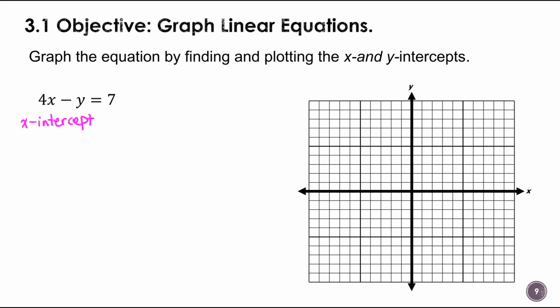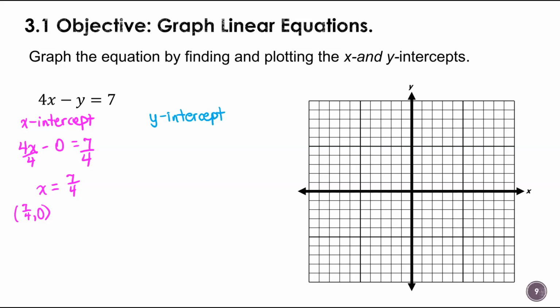So to find the X intercept, because all of the ordered pairs on the x-axis are a number, comma, 0, then I'm going to put 0 in for y, okay? So I'm going to say 4 times x minus 0 equals 7, and then I divide both sides by 4, and I get that x equals 7/4. So my ordered pair is 7/4, 0. Let me write that out. I'm going to leave myself some space here. 7/4, 0.